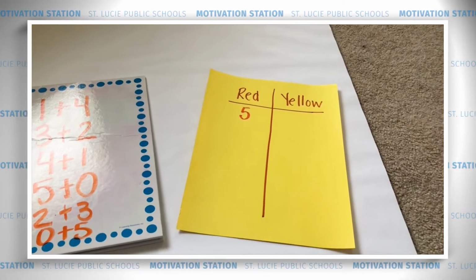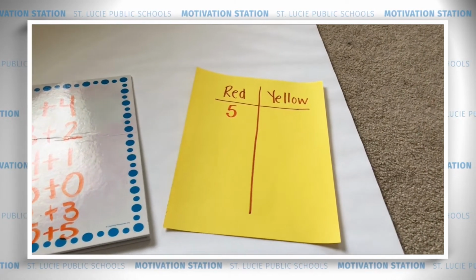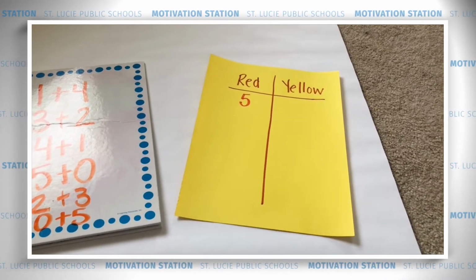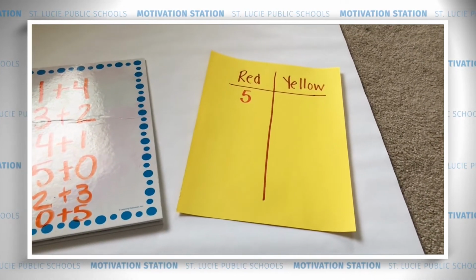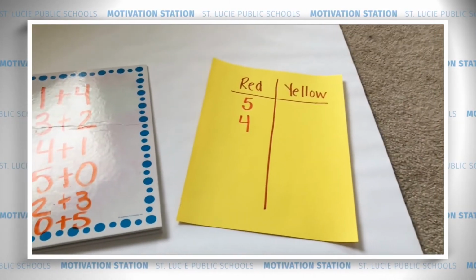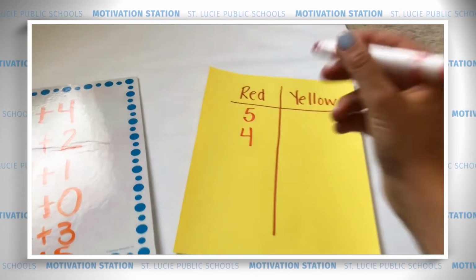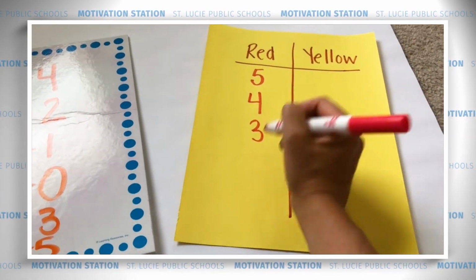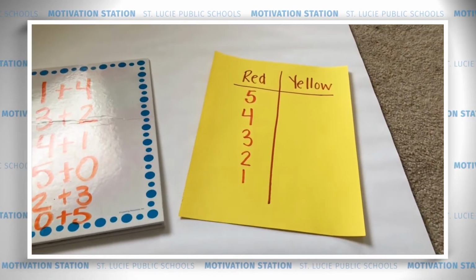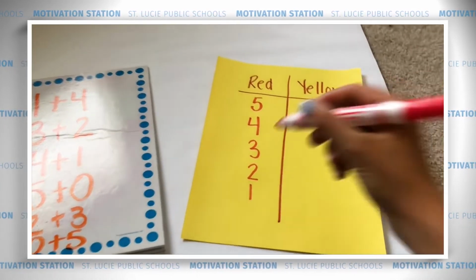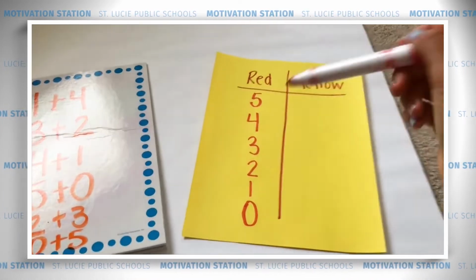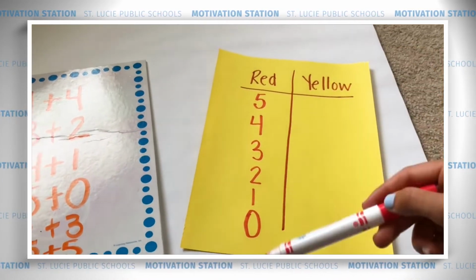Now I want to list the next smallest number of reds we could spell. How many reds should I list next? You're right, 4. Then I can write 3, 2, 1. Could we spell 0 reds? Yes, we can. So let's add 0. So these are all the different ways that we could have red.